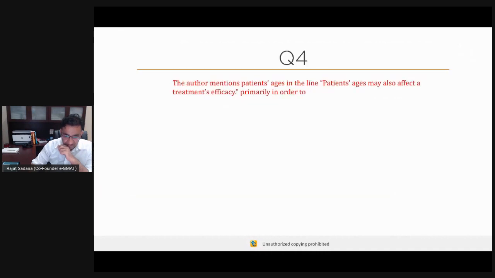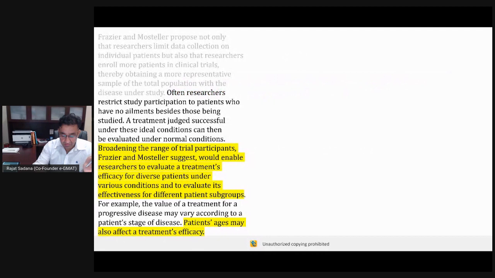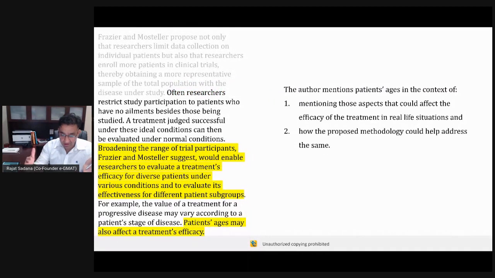All right, let's look at question 4. Question 4 says, why does the author mention that a patient's age may also affect a treatment's efficacy? What's the purpose of it? The purpose of it is to give an example of how, when you look at a larger trial, you're able to get more insights out of it.